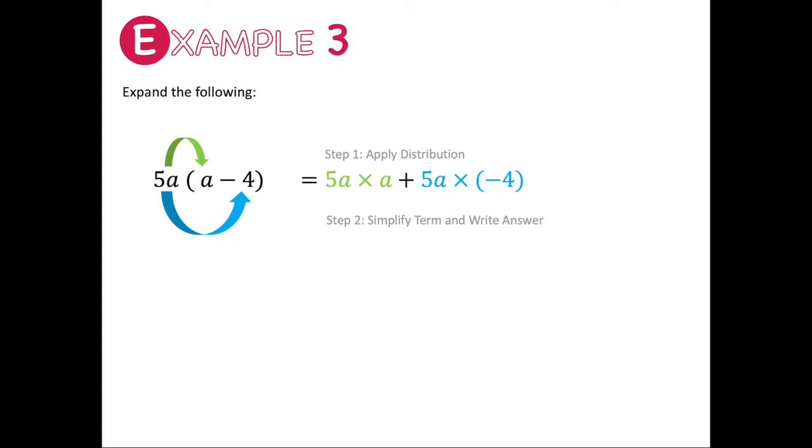Going ahead and simplifying, 5a times a is equal to 5a squared, plus 5a times negative 4 is equal to negative 20a. I can also write that as 5a squared minus 20a. So the expanded form of 5a times a minus 4 in brackets is equal to 5a squared minus 20a. That's how we expand a set of brackets with a single term outside.